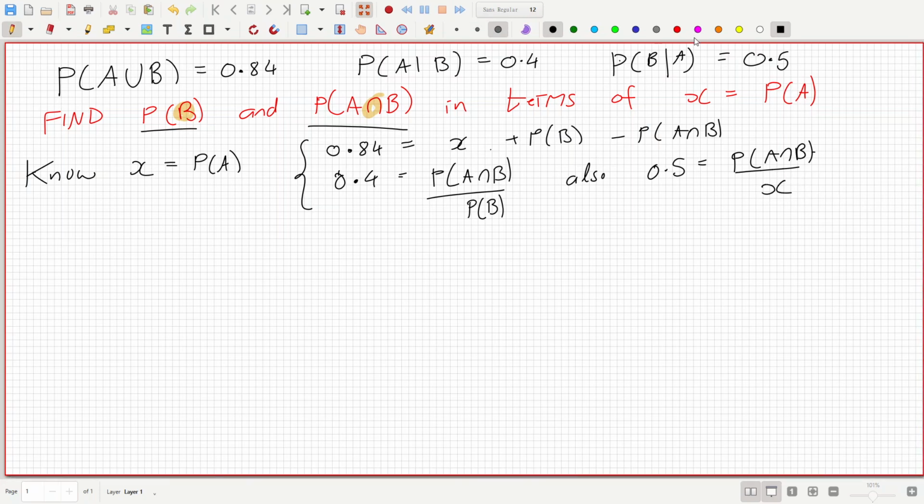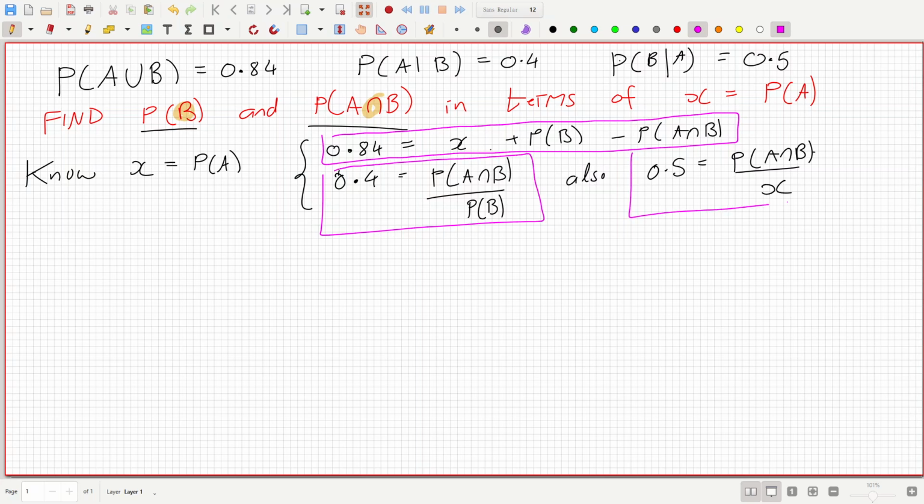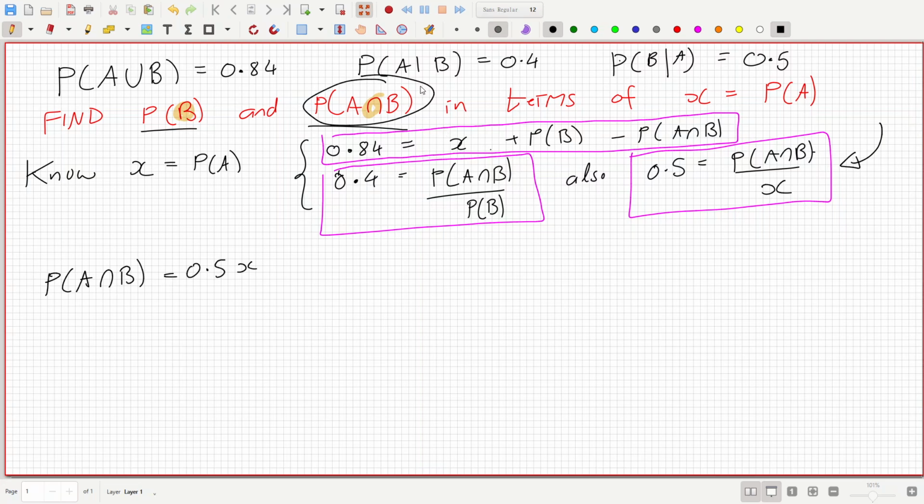So we have three equations. This is equation 1, which has X, P(B), and A and B in it. This is equation 2, and this is equation 3. And we have to think about the best way to put them together. So we want A and B, and I think this is the best one to give us A and B. A and B would equal 0.5x. So that one's done.